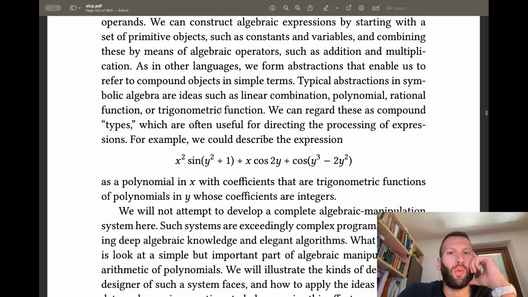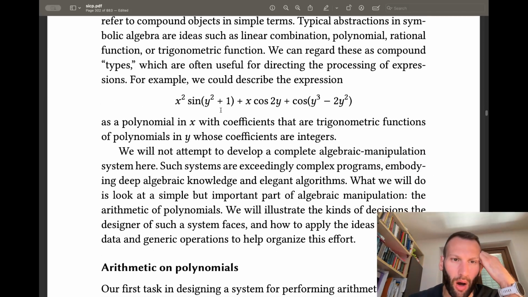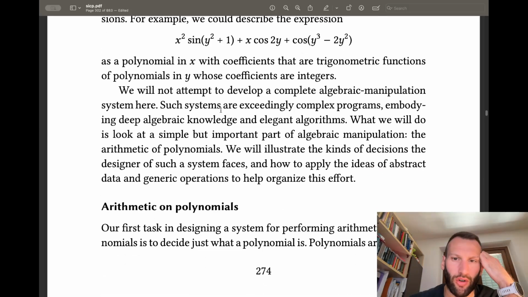As in other languages, we form abstractions that enable us to refer to compound objects in simple terms. Typical abstractions in symbolic algebra are ideas such as linear combination, polynomial, rational function, or trigonometric function. We can regard these as compound types, which are often useful for directing the processing of expressions. For example, we could describe the expression blah blah blah as a polynomial in X with coefficients that are trigonometric functions of polynomials in Y, whose coefficients are integers.